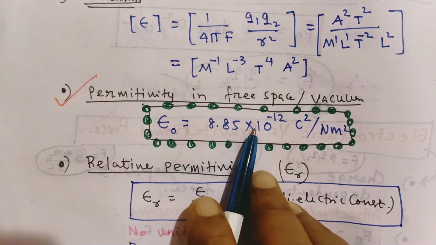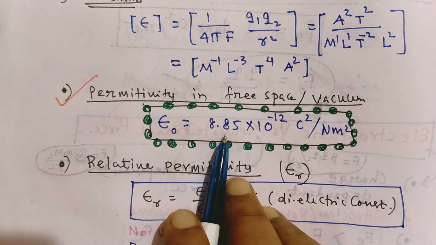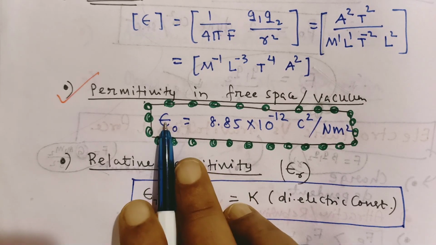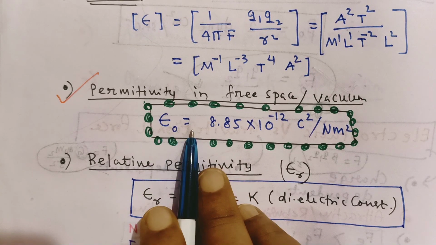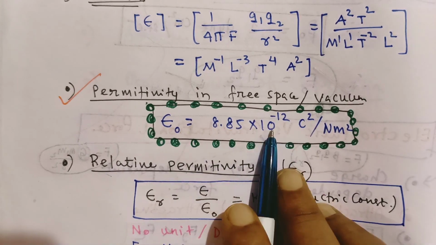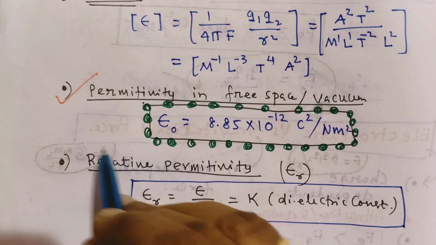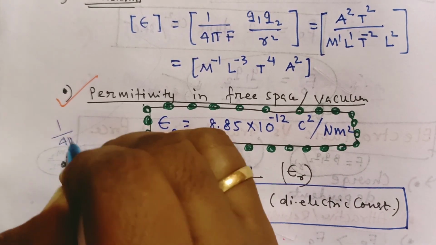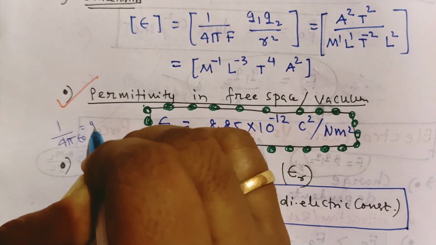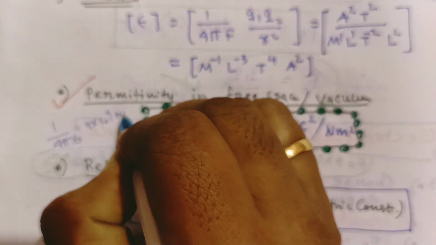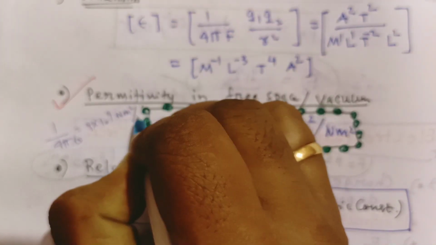Okay, now you have to keep in memory the value of permittivity in free space. It is calculated from experiment. This value is always asked in the board exam. You should remember the permittivity in free space, epsilon naught. Free space means vacuum: 8.85 into 10 to the power minus 12 Coulomb square per Newton meter square. Another value I have also discussed: the value of 1 by 4 pi epsilon 0 is 9 into 10 to the power 9, and the unit is Newton meter square per Coulomb square.